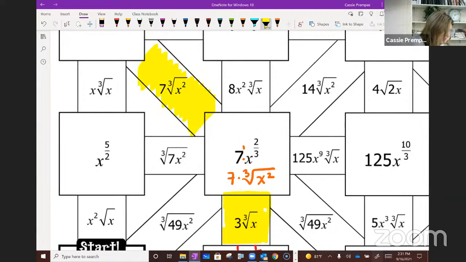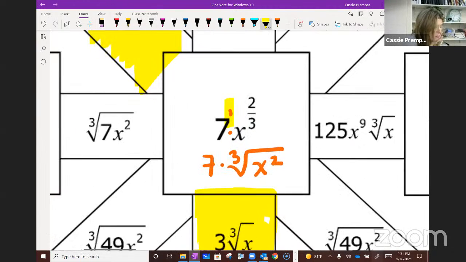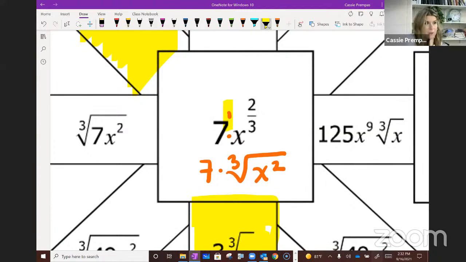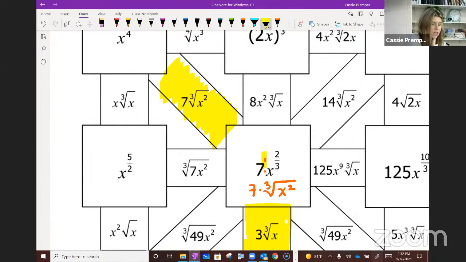This one you want to be careful of. 7 has an exponent of 1. It does not have an exponent of a fraction, so 7 should not be in a radical. This could be read as 7 times x to the 2/3. So the correct answer is actually going to go diagonally up to the left.